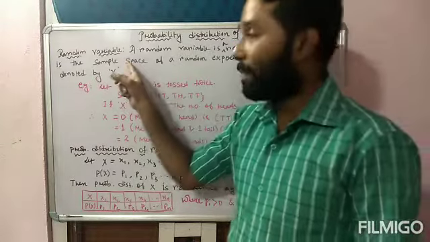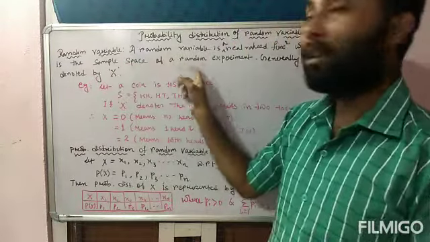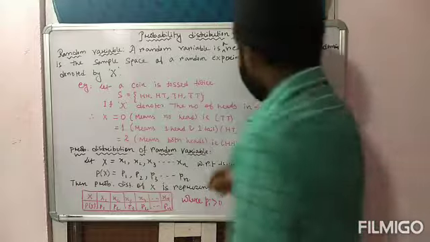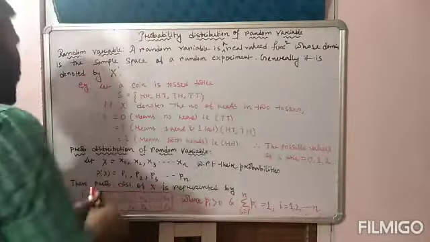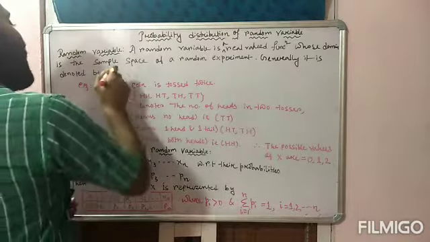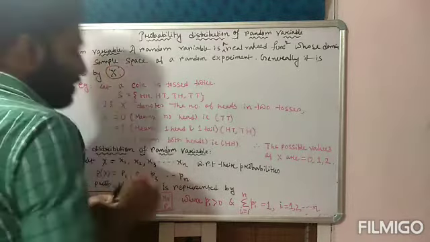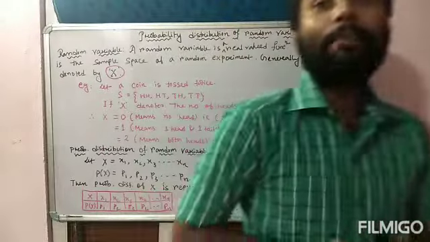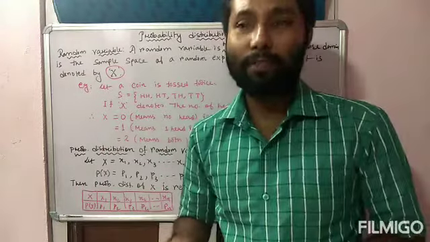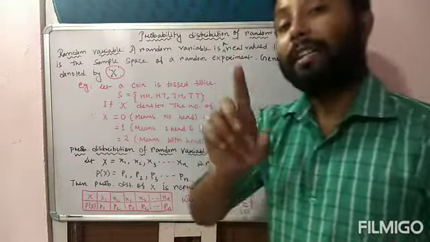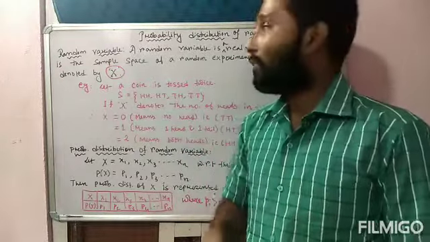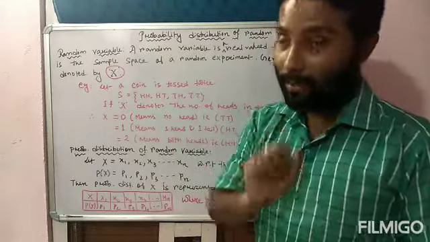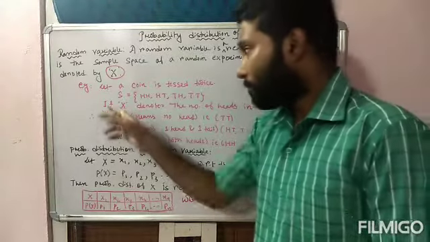You know the meaning of sample space, you know the meaning of random experiment. Generally random variable is denoted by capital letter X. Variable means x, y, ये सभी तो variable है. So random variable is denoted by capital letter X. Now take one example. Random variable का एक example मैं दूंगा अभी.